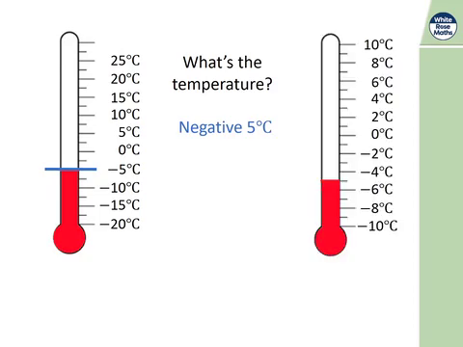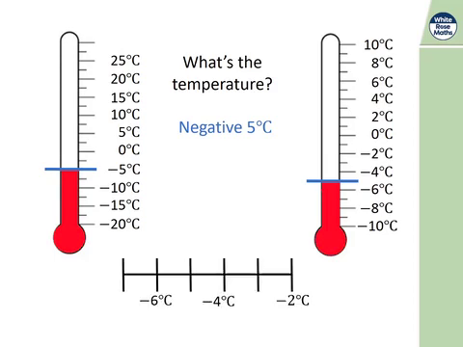How about this one? Again, look for the top of the liquid, line it up with the scale. Here we can see it's in between negative 4 and negative 6, and our smaller interval is the only interval between those numbers. So we can use a number line to help us to consider this. So we're counting back in ones. Negative 2, negative 3, negative 4, negative 5. So again, negative 5 degrees Celsius is the temperature. On both of these thermometers, even though the scale is different, the temperature is -5 degrees Celsius.